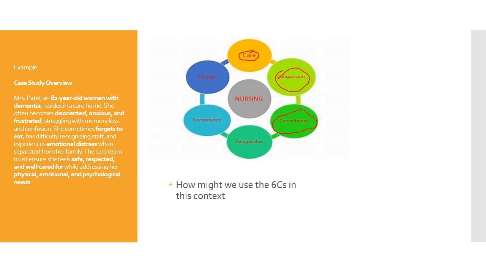Next, the sixth C, that is courage. It plays an important role as well. So how could it be applied in Mrs. Patel's case? Basically, staff should advocate for Mrs. Patel's needs, ensuring she receives adequate medical attention, emotional support, and an individualized care plan. If they notice any signs of neglect or inadequate resources, they should speak up to improve her care. So in this way, you can show the courage.